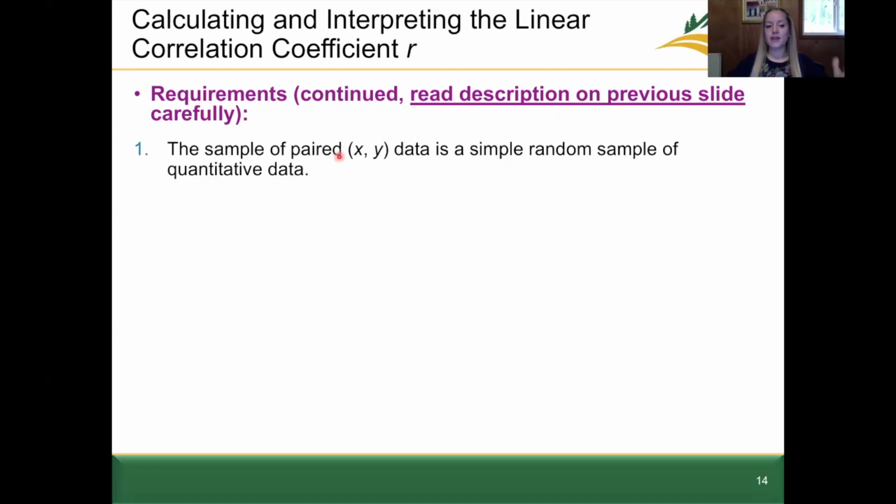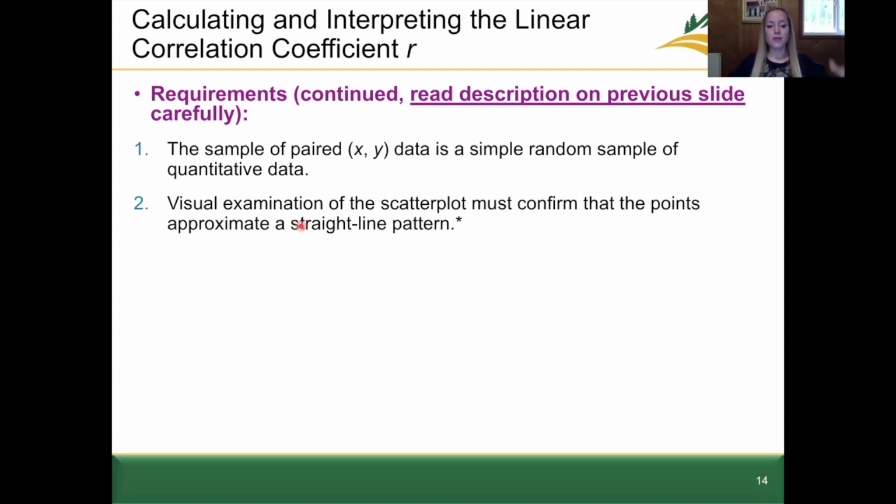Requirement number 1, the sample of paired, usually XY data, is a simple random sample of quantitative data. Our data have to be unbiased, they have to be collected randomly. Sometimes it's difficult to tell if we're given a set of data to work with, if that really was collected randomly, so we'll talk a little bit about that in the example we go through.